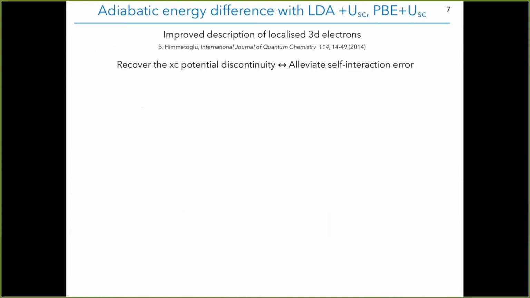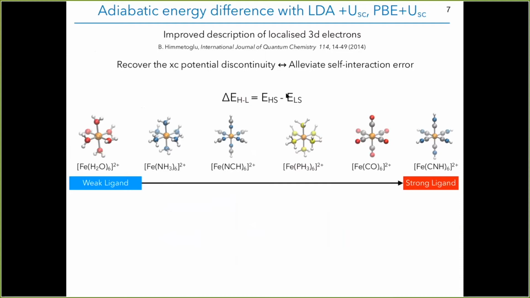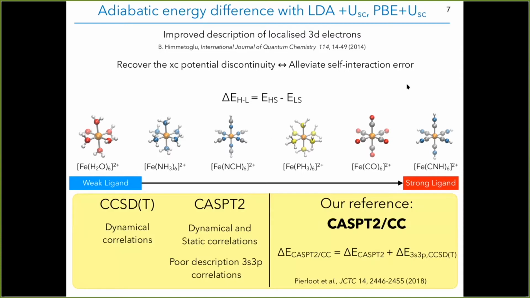Moreover, in general, the DFT plus U method improves the description of localized 3d electrons by recovering the exchange and correlation potential and alleviating the self-interaction error. So it's for this reason that we want to test the performances of LDA plus U and PBE plus U, where the Hubbard U parameter is computed in a self-consistent scheme, in evaluating the delta E for a set of 6 iron-2 complexes ranging from weak ligand to strong ligand. In the following, I will refer to these 6 compounds just with the name of the relative ligand.